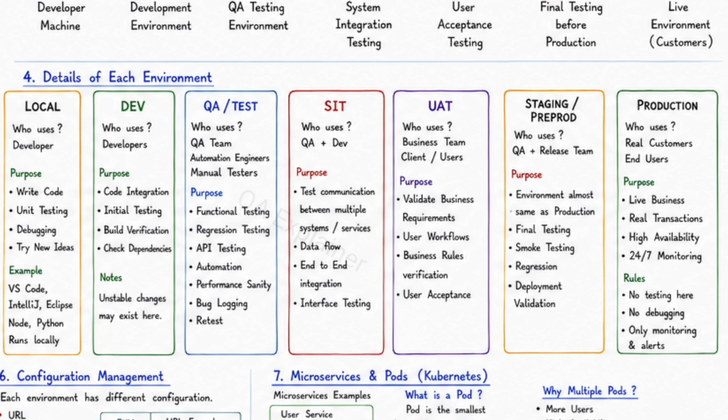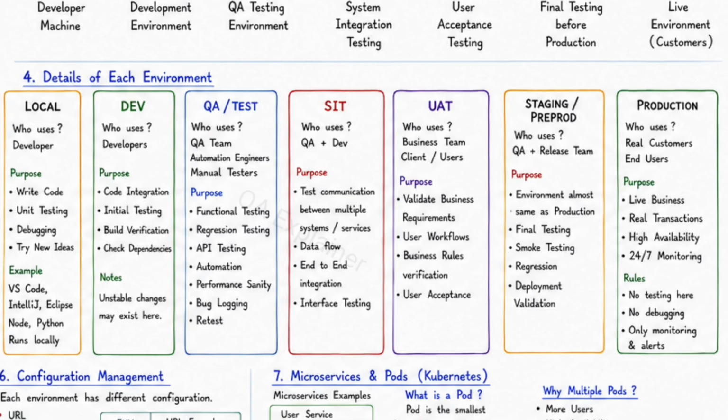Then we have the test and QA environment, mostly used by the QA team, application engineers, and manual testers. Here we perform functional testing, checking the functionality of the application, and regression testing, meaning regression scenarios, checking that older features are still working. Then we do API testing, checking that APIs work properly, and we run automation scripts, checking the automation pass rate.